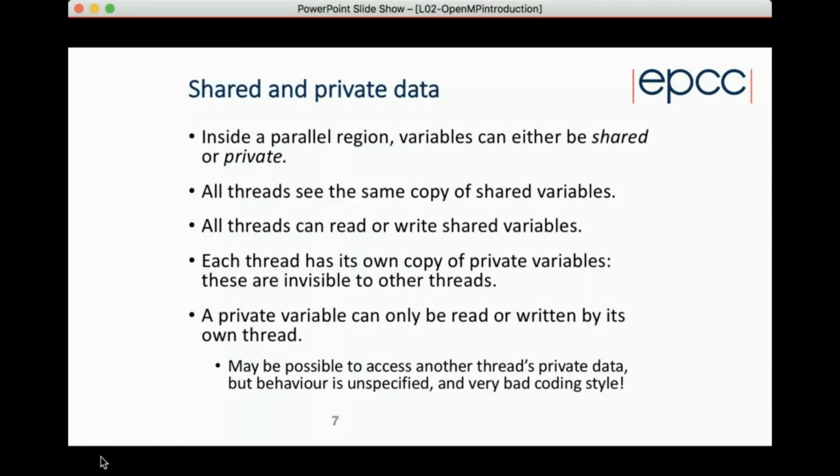In practice, there's probably nothing very much stopping you from doing this. You could, in principle, have a private variable, take its address, store that in a shared variable, and then another thread could read that, dereference it and access the memory. In most cases, that will probably actually work. But the behavior is unspecified. You're not guaranteed that it's going to work on all implementations, and it's just crazy madness. It would be insanely bad coding style, so if you ever think about trying to do that, don't. You're not writing a correct OpenMP program if you do that. Private variables can only be read or written by their owning thread.